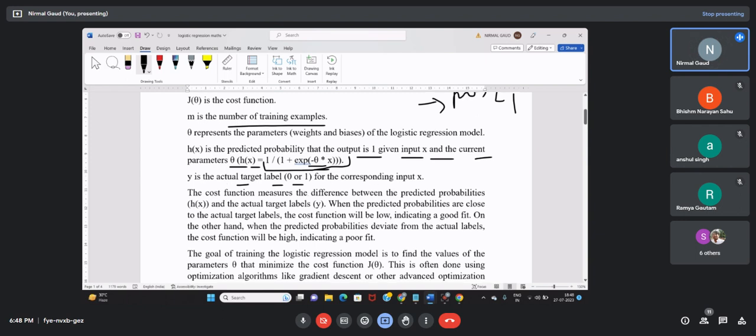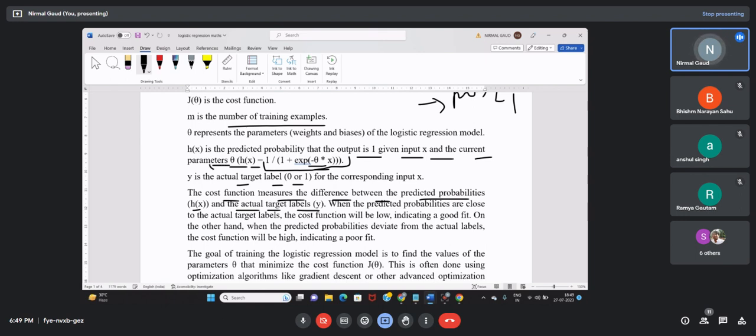The cost function measures the difference between the predicted probabilities h(x) and the actual target labels. So it will calculate the difference between the predicted probability and the actual target label. Because your target is 0 or 1, it's a classification, and the prediction you are doing is a probability, that is h(x). Then according to that I need to put this into h theta x, so that it will give me the result, whether it is 0 or 1.